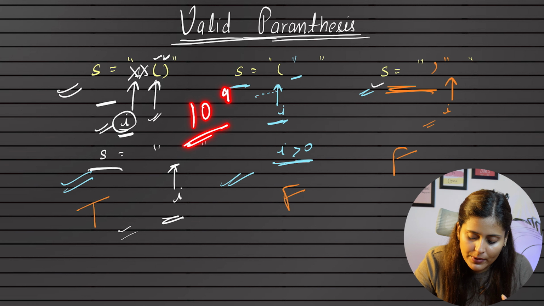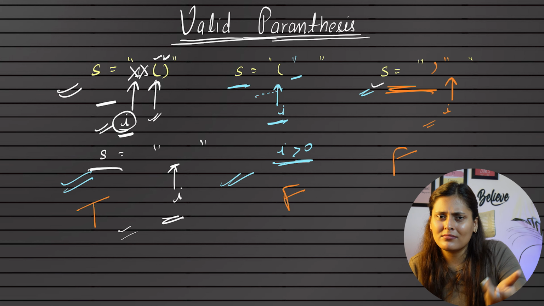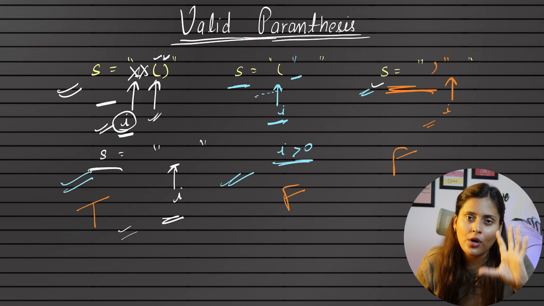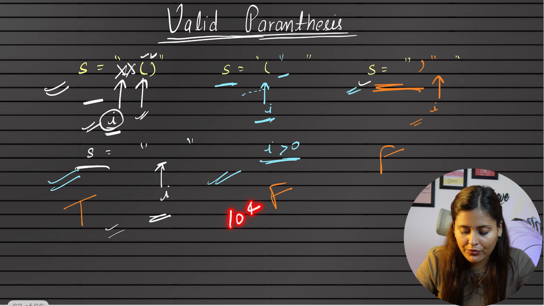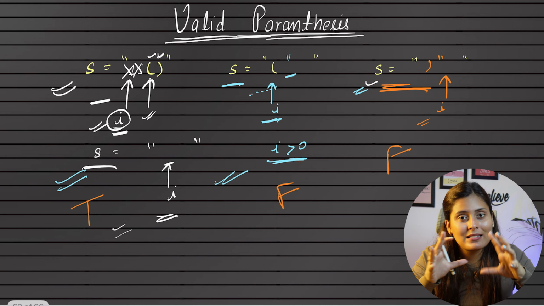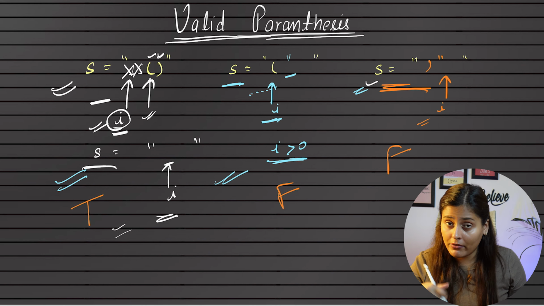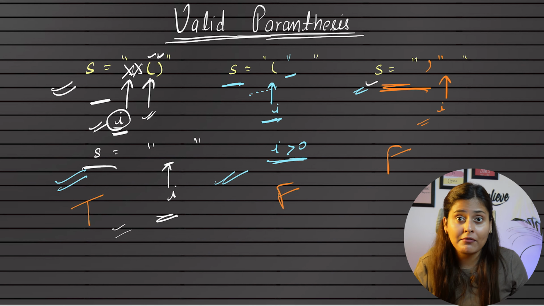But if the code goes beyond 10 power 9, or 9 into 10 power 8, 8 into 10 power 8, that will give you TLE. So in total, you just have to see that if the constraint is 10 power 4, n square will become 10 power 8. It will be slow, but you have to optimize. In both cases you have to optimize, either 10 power 8 or 10 power 9. 10 power 9 will give you TLE for sure. The only thing is you should be aware of when the code will give TLE and when it will be slow. Okay, so let's write the code for this.